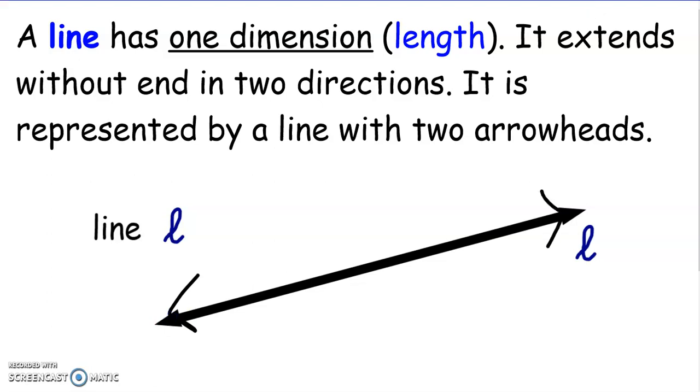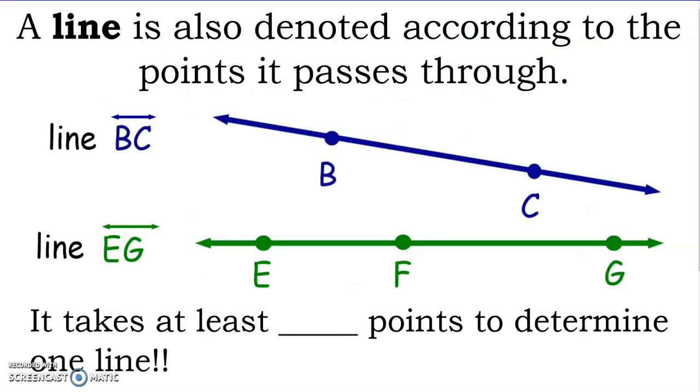And there are a few different ways that we can name a line. The first way is by using a script letter. So a line can be denoted by a lowercase script letter, like we see here. And we can write line L with the lowercase script letter. Or we can also denote a line according to the points that it passes through.